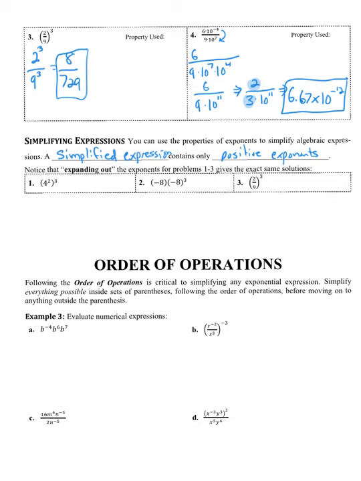When we're simplifying expressions, it's really important that we end up with only positive exponents. That's kind of key. We don't like negative exponents. We want to get rid of them.